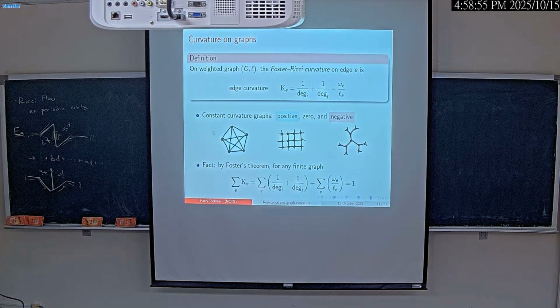In particular, in this first case, where we have a finite graph that is symmetric, so all edge curvatures have to be equal, the edge curvature just has to be 1 over n. And for the infinite graphs, we can't apply this formula. So this formula doesn't hold for either of these infinite graphs.